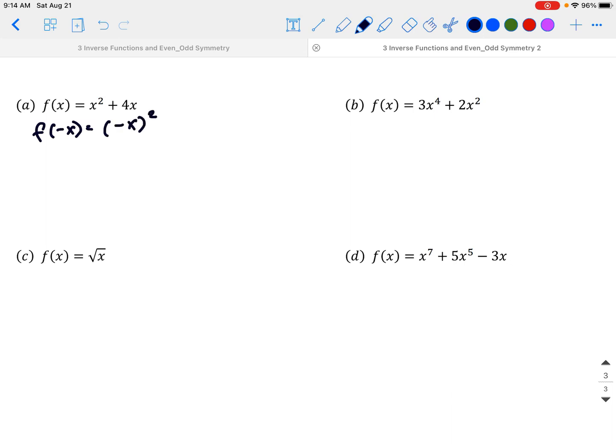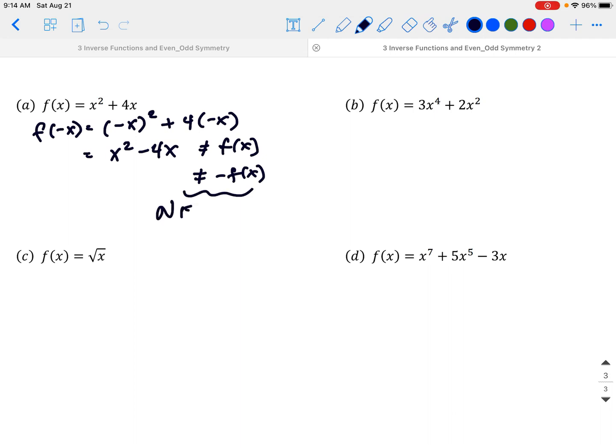So we'll have negative x quantity squared plus 4 times negative x. That's going to give us x squared minus 4x. So my first term is the same, but my second term changes. We'll note that is not equal to f of x. That is also not equal to the opposite of f of x, right? Both signs would have to change for it to be the opposite. Thus, we have neither. So there is no symmetry in this case.